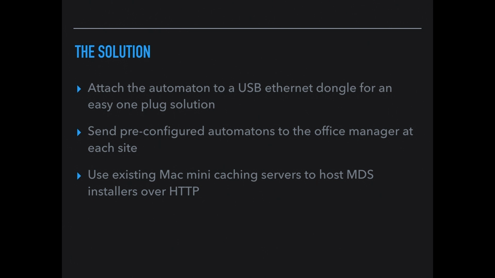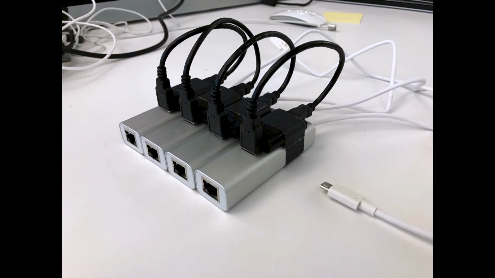We used existing Mac Mini servers that were used for caching servers in each office to act as the web server for hosting the disk images. And so this is what the hybrid dongle thing ended up looking like. This is an Anker USB-C to USB and Ethernet adapter. It actually has 3 USB ports, but 2 of them are covered up by the automaton there, and that's just gaff taped on. So it's not exactly the most elegant looking solution, but it does work really well.